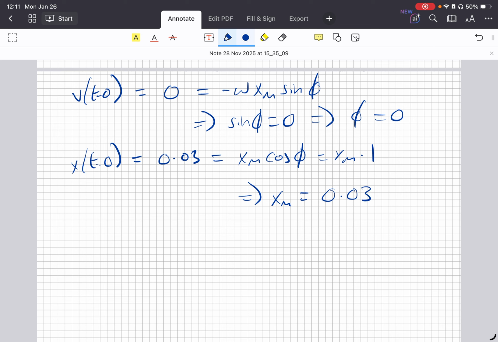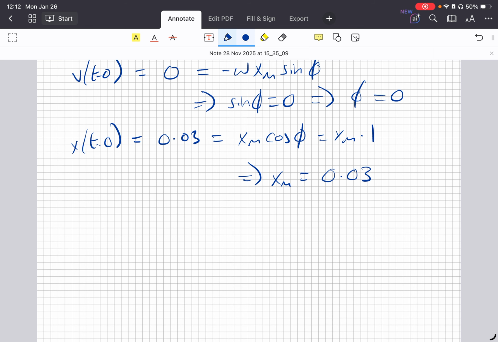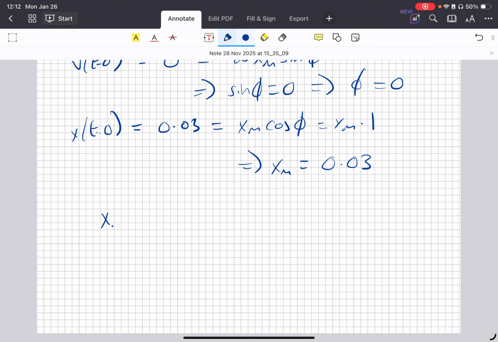And this is a kind of standard setup. We release our particle from rest at its maximum amplitude, so we end up with the phase equal to 0 and the maximum amplitude equal to our initial amplitude. So we can now write down a formula for our position as a function of time. It's just 0.03 cosine(5t plus phi), and phi is 0. So this is the formula which maps out our position as a function of time.